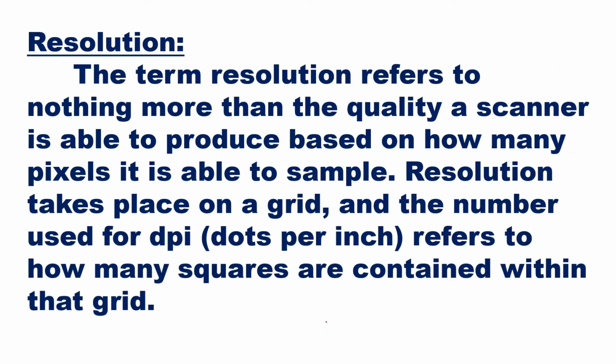Then we'll go to see the resolution factor. The term resolution refers to nothing more than the quality a scanner is able to produce based on how many pixels it is able to sample. A resolution takes place on a grid, and the number used for DPI, that is dots per inch, refers to how many squares are contained within that grid. So this factor, dots per inch, if it is increased, the resolution is better.